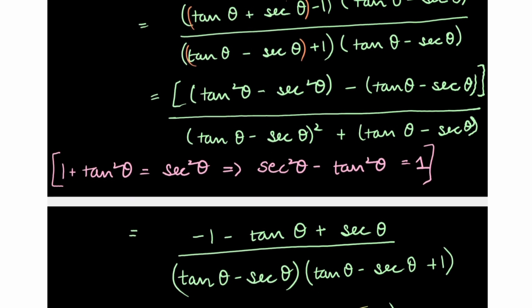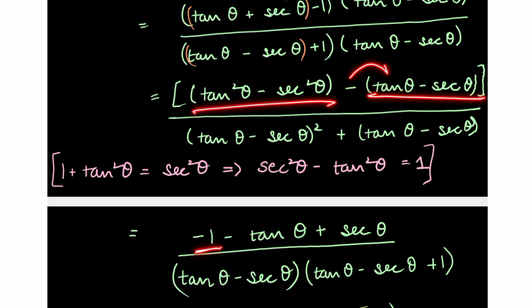It is minus 1 because 1 plus tan square theta is equal to secant square theta. So rearranging, secant square theta minus tan square theta is 1. And if we multiply it by minus 1 on both the sides, we get tan square theta minus secant square theta is equal to minus 1. So we can replace it by minus 1.